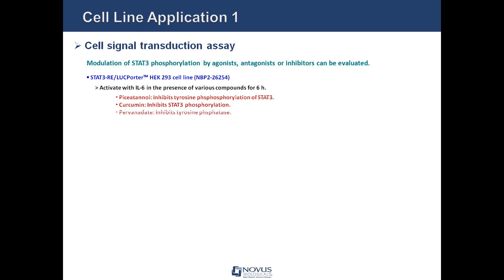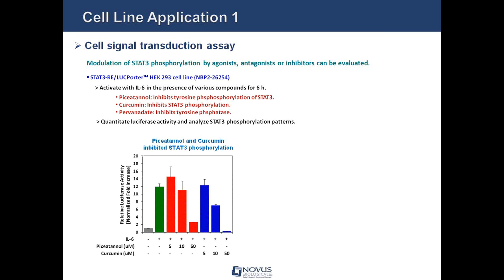for 6 hours. In this case, we used piceatannol, curcumin, pervanadate. Piceatannol and curcumin are known STAT3 phosphorylation inhibitors. And pervanadate is a tyrosine phosphatase inhibitor, subsequently enhancing kinase activity, so inducing STAT3 phosphorylation more. So we quantitated the LUCPorter assay, and then we analyzed the STAT3 phosphorylation pattern later.